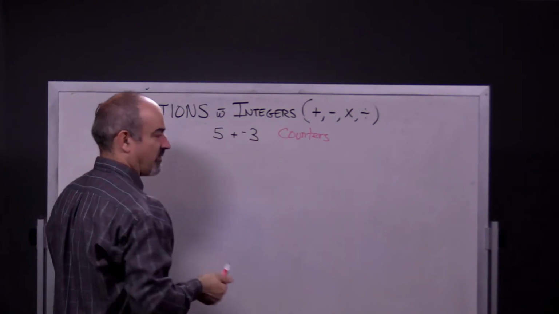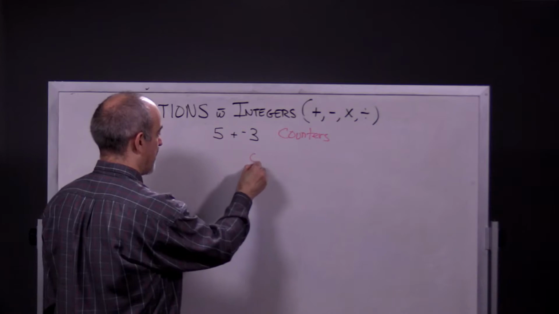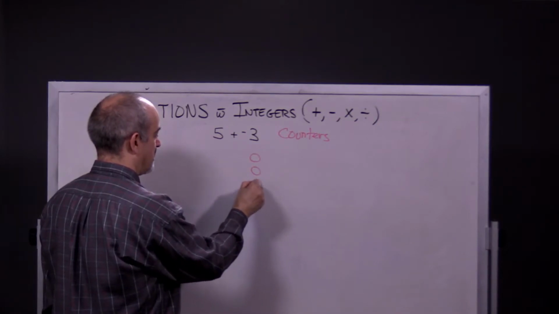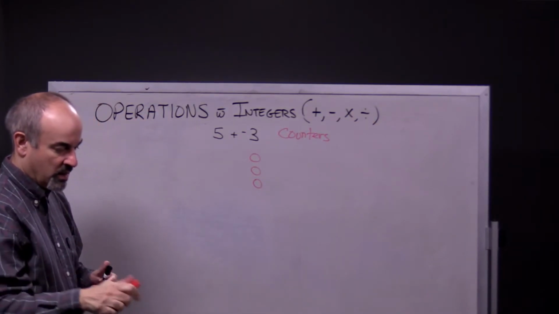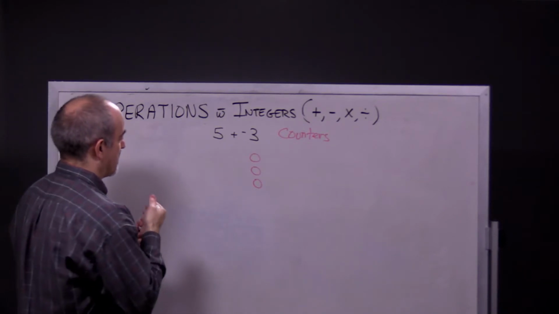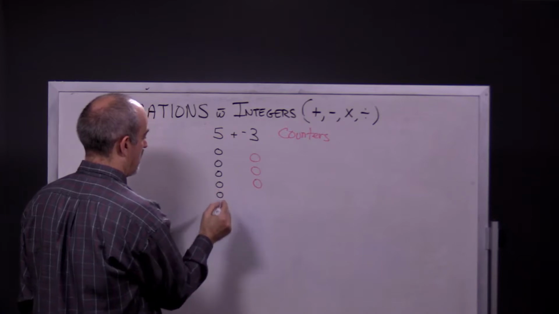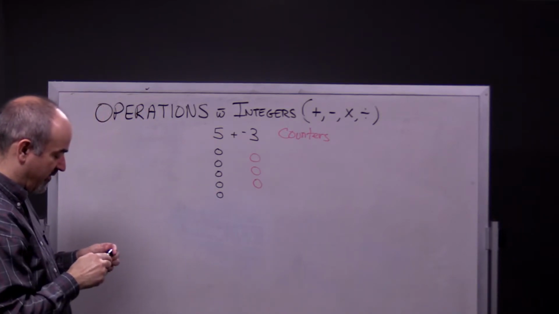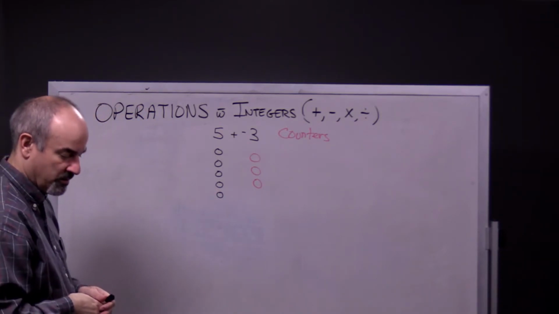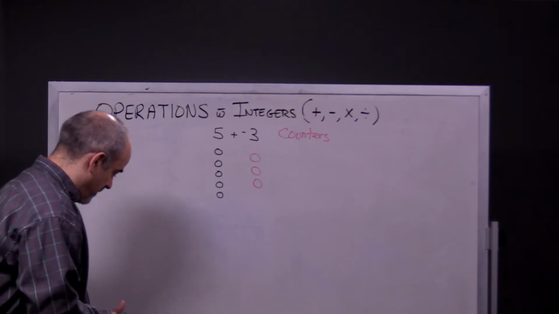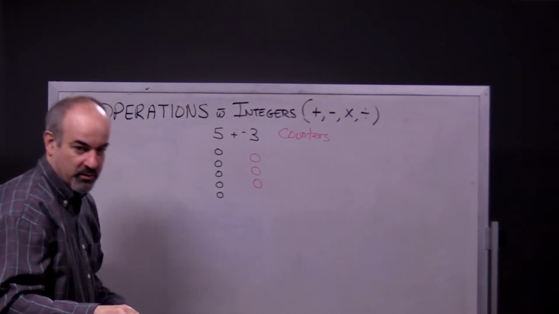So for the negative numbers, I'm going to use a red one. So these are counters, like these little round circles. And then for positive ones, I'm going to use black. So I made 5 black ones, I have 3 red ones. Whenever you have, I'm going to use a different color to cross them out. I'm going to use green.